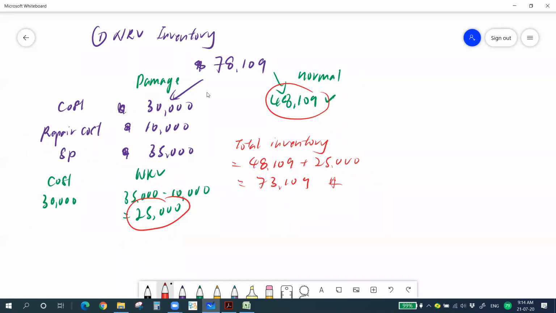All right, class. For this closing inventory, we no need to adjust. We no need to adjust in the trial balance. This one no need, because the closing inventory is out of double entry system. Okay. Next.